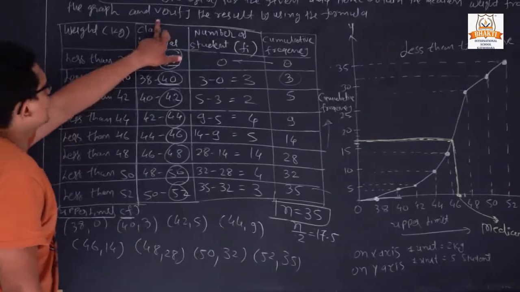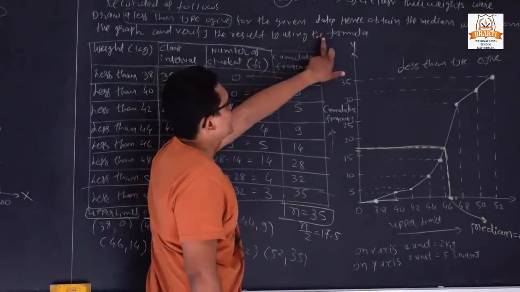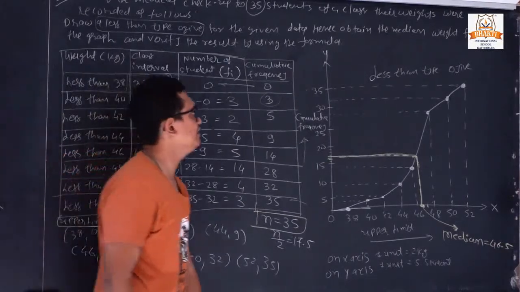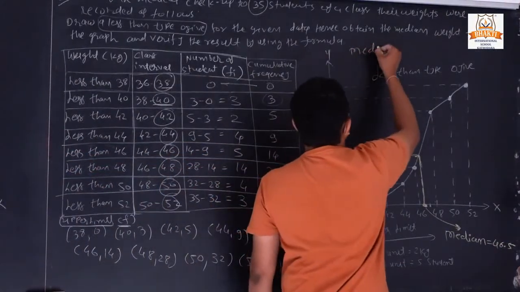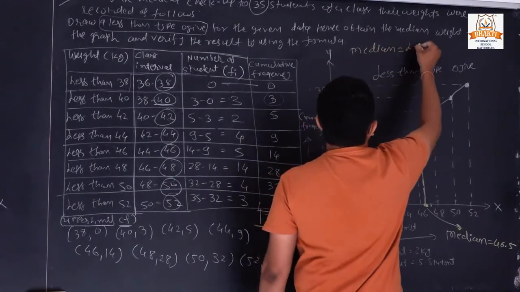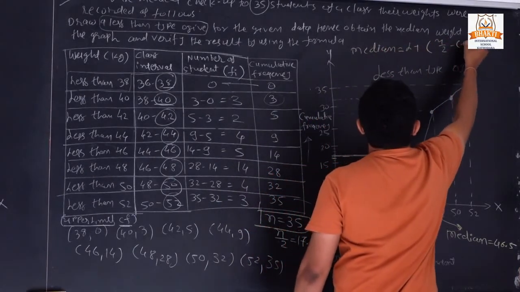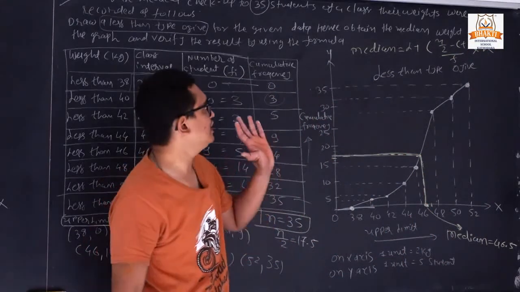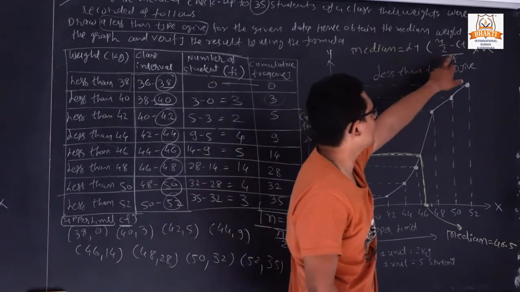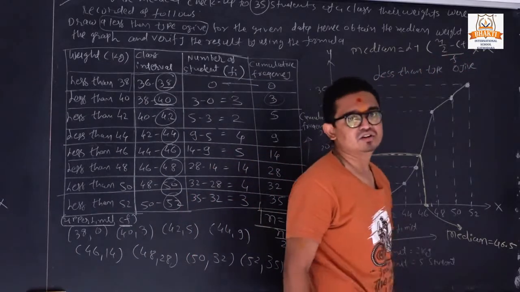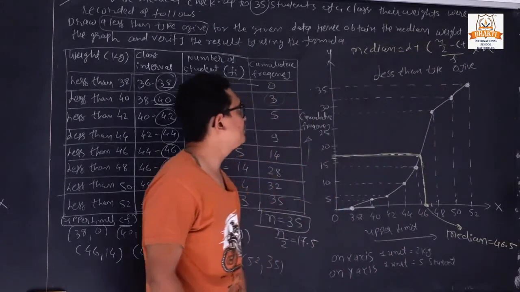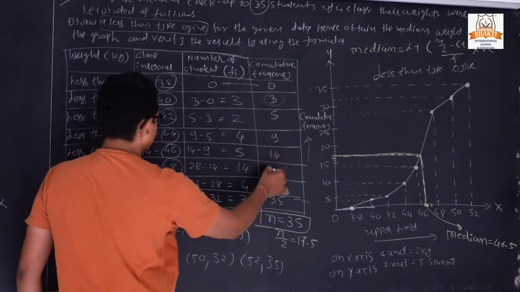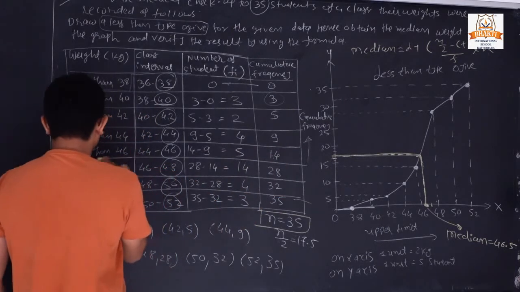So they are also asking now, verify the result by using the formula. So we have a formula like that. Median is equal to L plus n by 2 minus CF upon f into h. Clear? You are already familiar with that formula. So you can put all the values. First of all, 17.5. So where is 17.5? It is between these, so we are selecting that column.